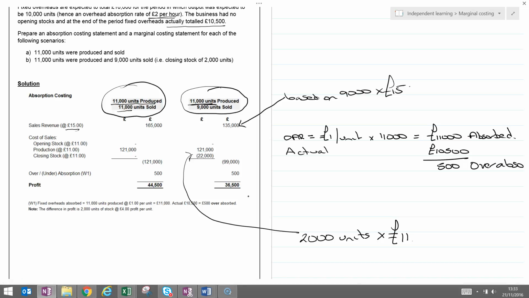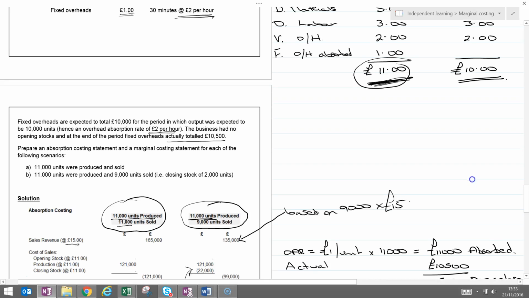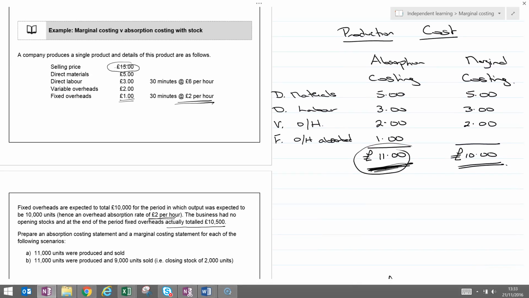So that's our two statements using absorption costing. The first example without a closing stock, the second example with a closing stock. Now we need to repeat it again using the marginal costing format. So just a reminder, let's go back to our original workings. The production cost with marginal costing, £10 a unit. So that's what we're going to use when we do the marginal costing format.